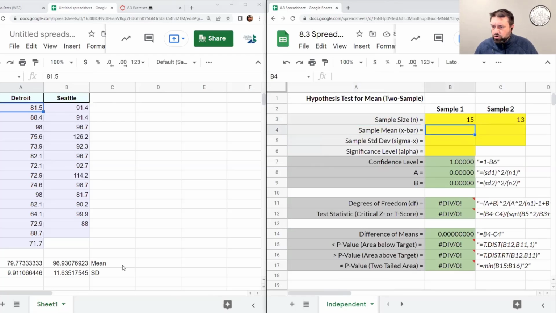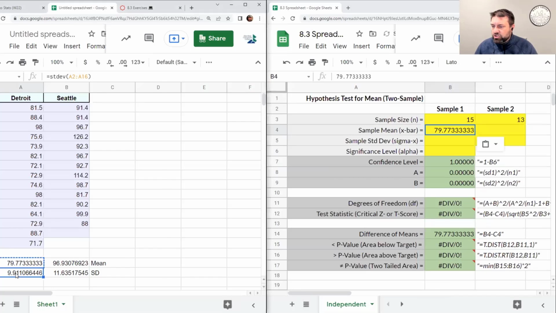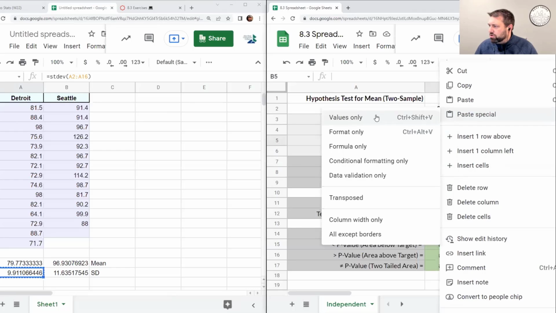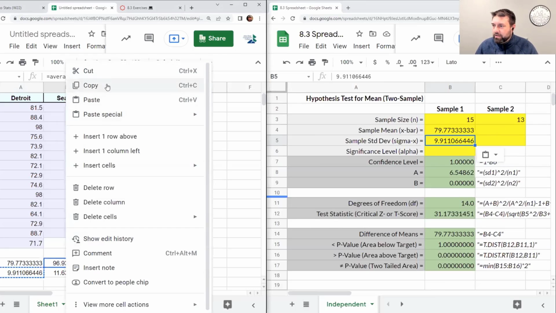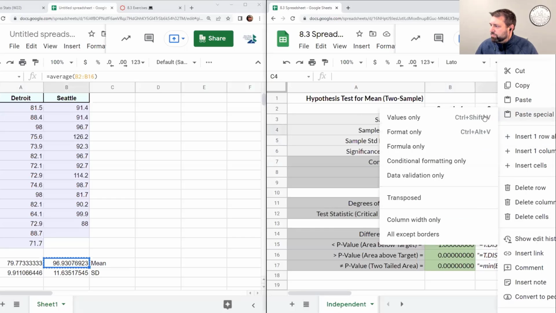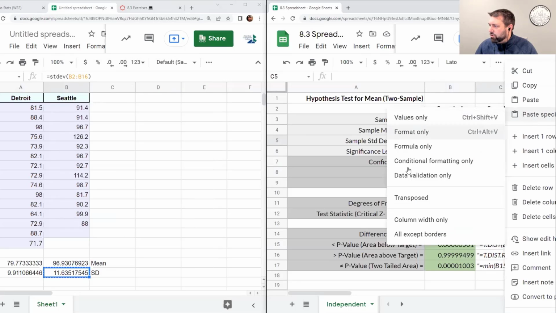Okay, now the mean of Detroit, I'm going to copy this value and paste special, value only. And I'm going to take the standard deviation from Detroit, copy it, and paste special, value only. Okay, that keeps the formatting of everything like the yellow cells and all that good stuff. Okay, now let's go to Seattle. We're going to copy the Seattle mean, paste special value only, copy the standard deviation, paste special value only.